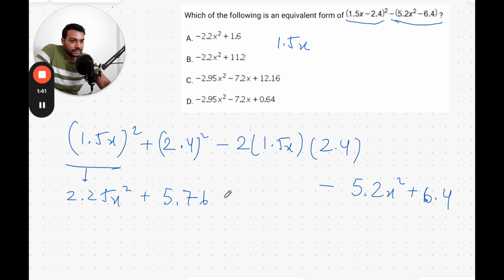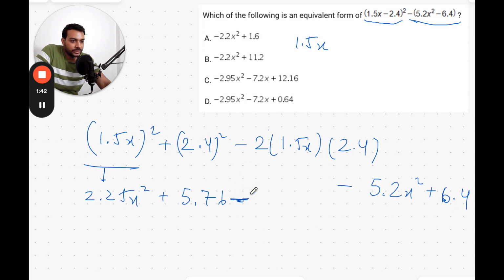It's advisable that you keep the squares and square roots of the first 20-25 numbers on top of your mind. That would be helpful in improving your speed. Minus 2 times 1.5x times 2.4. 2 times 1.5 is 3. 3 times 2.4 is 7.2. So minus 7.2x, minus 5.2x² plus 6.4. Let's go ahead and simplify.